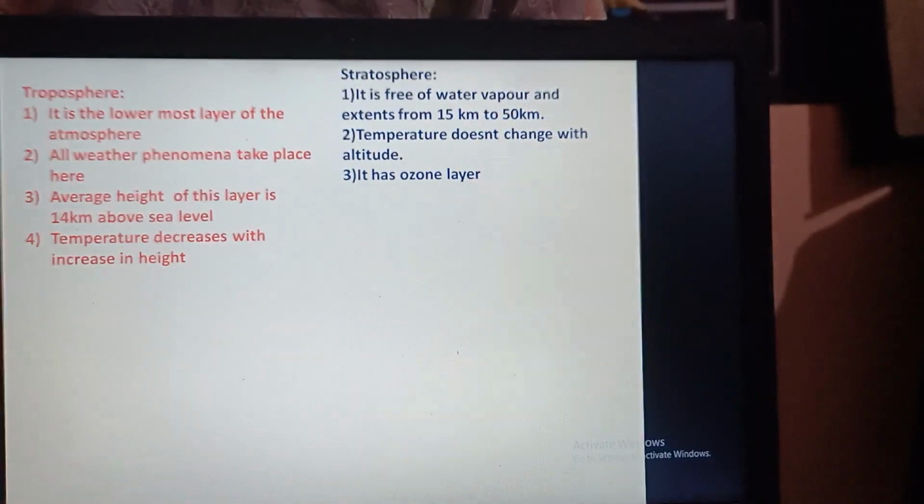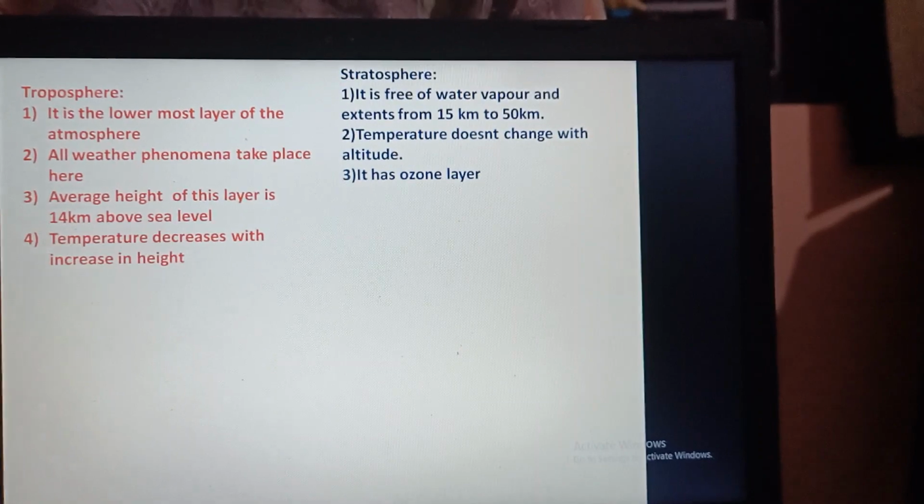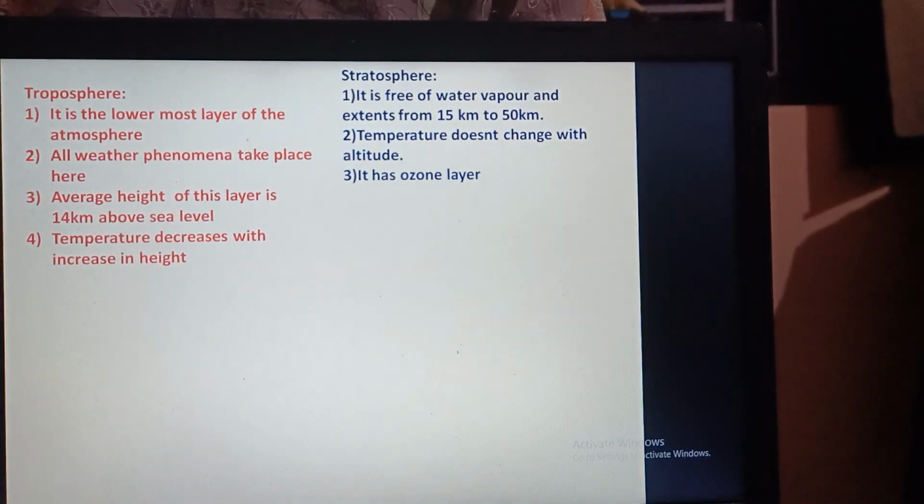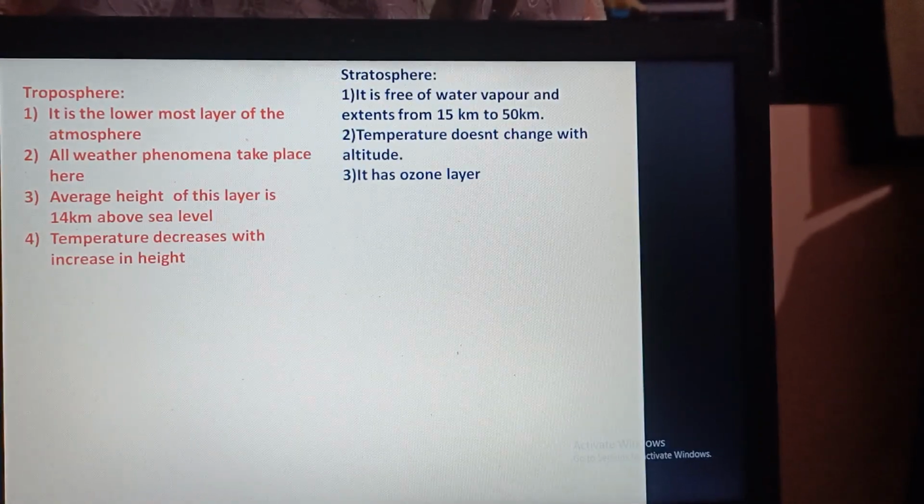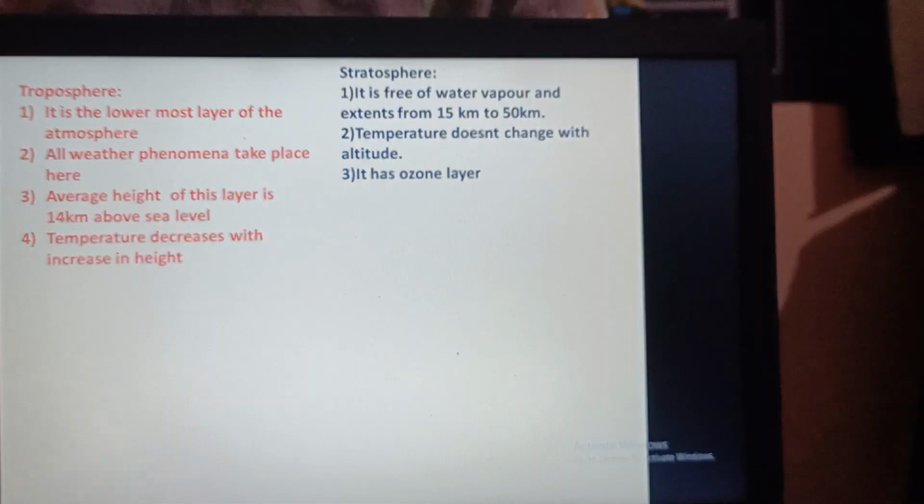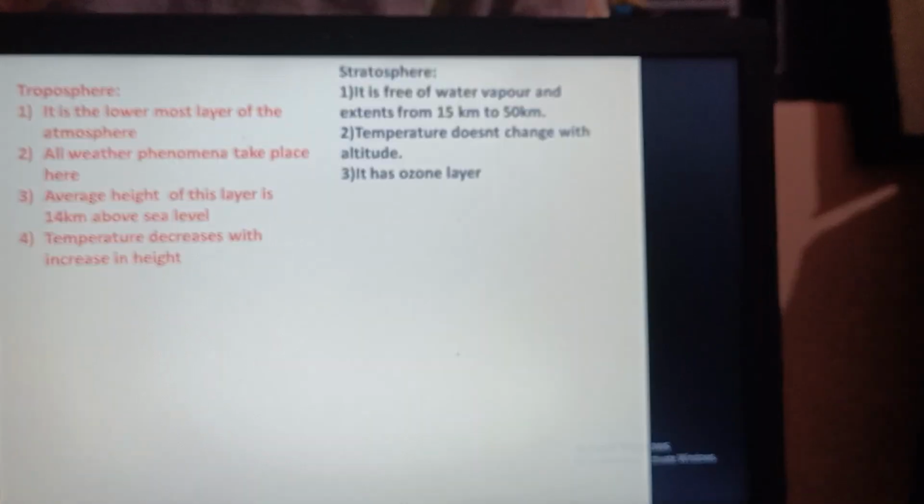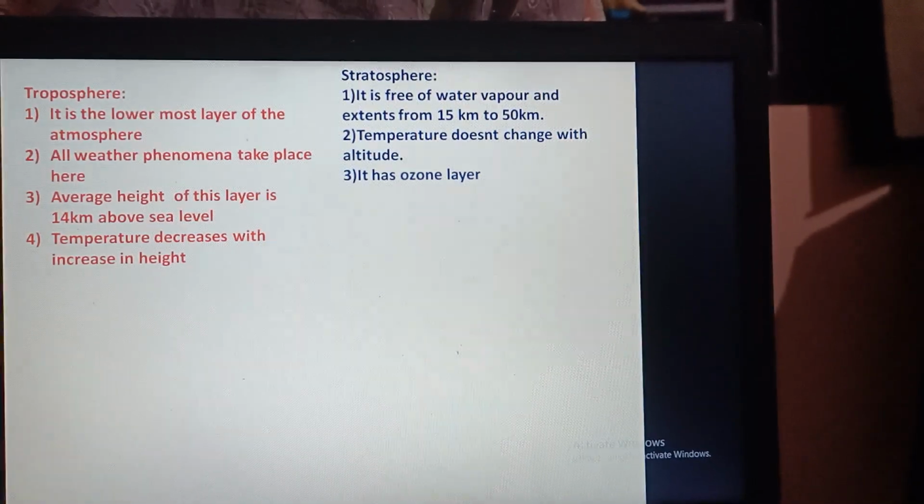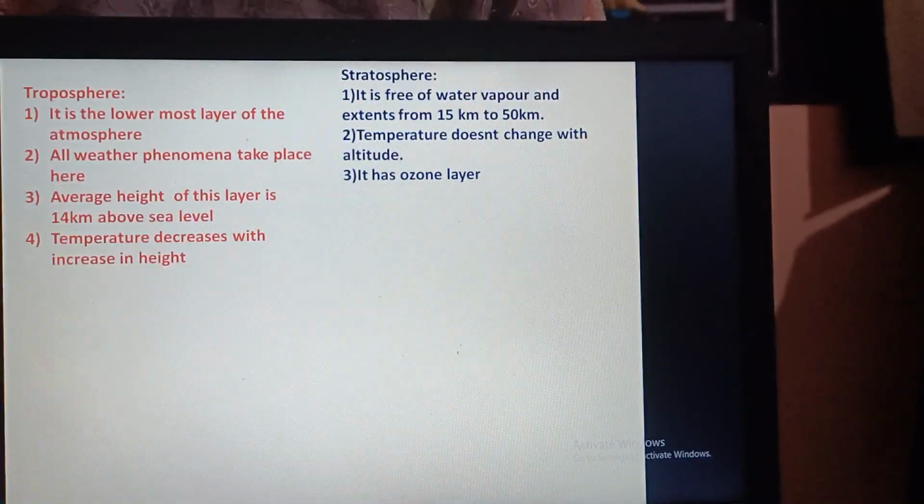Next is stratosphere. This layer is free of water vapor and extends from 15 to 50 km. Temperature does not change with altitude. And number 3, importance: it has an ozone layer, which is known as ozonosphere. It protects us from the ultraviolet radiations of the sun.